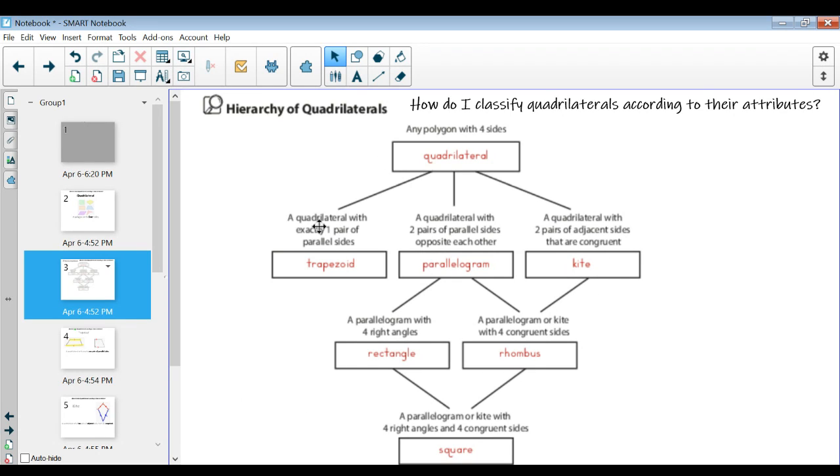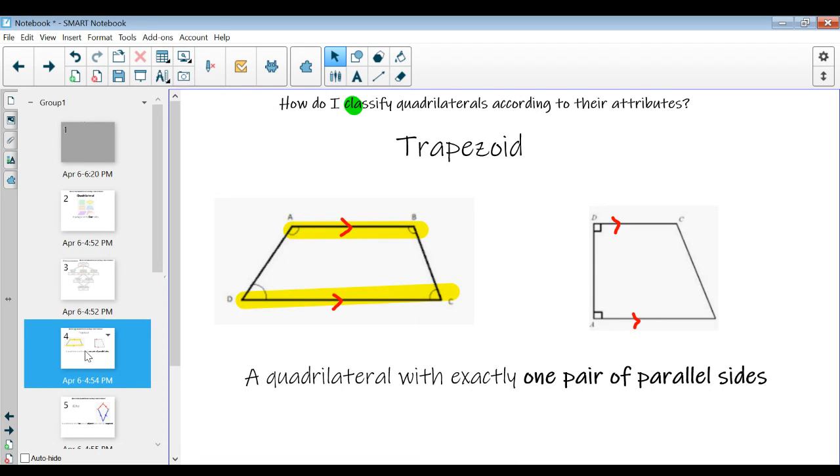You're going to do a lot more work with this hierarchy tomorrow. Before we can really be comfortable with looking at the hierarchy, we really need to know the definitions, the attributes, the characteristics, how to classify quadrilaterals. So we're going to dig right on into each definition.